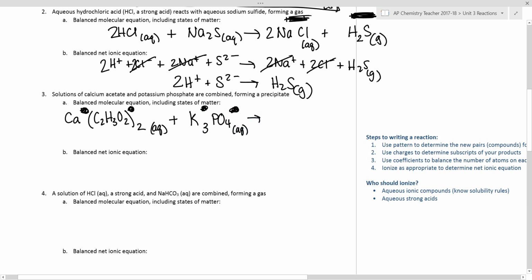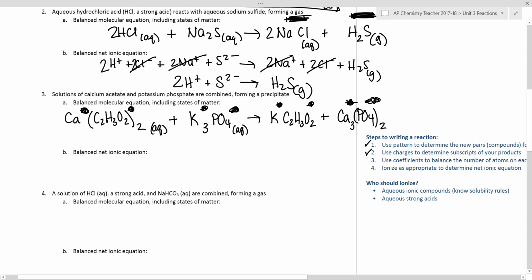So I'm going to use my double displacement pattern to determine my new pairs. K and Ca are going to switch places. So K is going to go over here with the acetate. K has a +1 charge, acetate is a -1 charge, so no subscripts needed there. And then calcium is going to go with phosphate. Calcium is +2, phosphate's -3, so it's going to be Ca3(PO4)2, and I put parentheses around it. So I figured out who my pairings are, and I used charges to determine the subscripts.